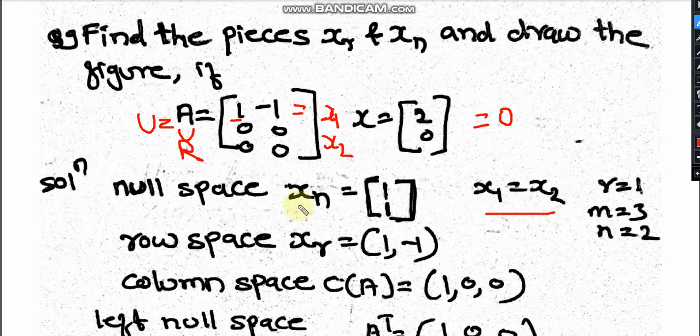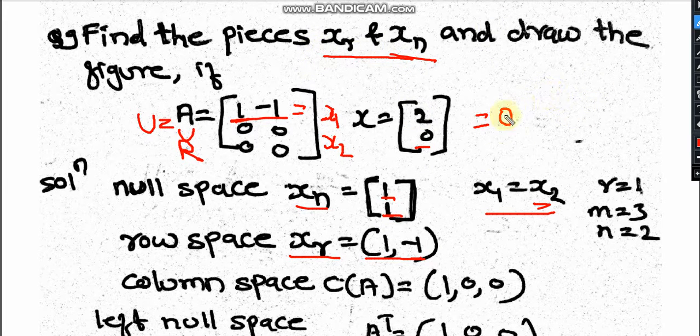So automatically what will be your null space? x2 is your free variable, so we will be getting 1 and 1. So this is your xn, and the row space xr, what will that row be? This is your pivot element. This row itself I can write instead of the transpose. So this is your row space. So you can see 1 plus 1 leads to 2, and 1 plus minus 1 gives you 0. So you have split x into xr plus xn.